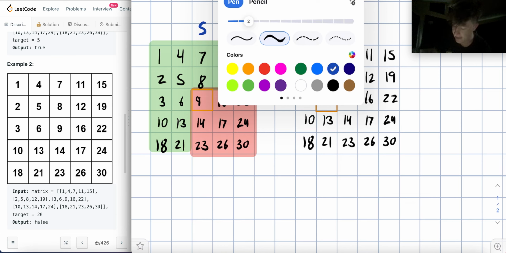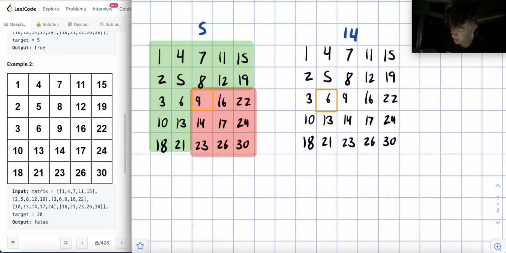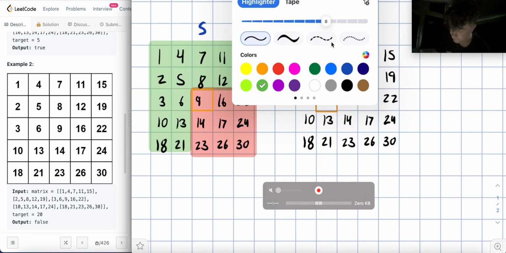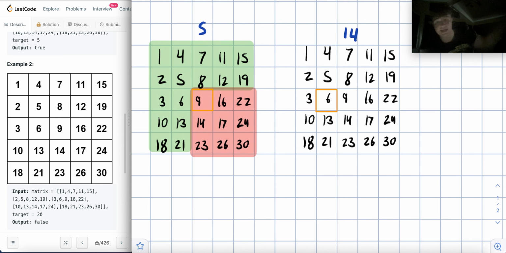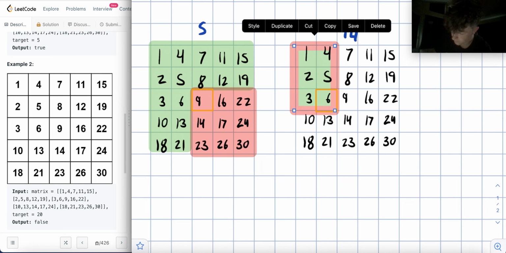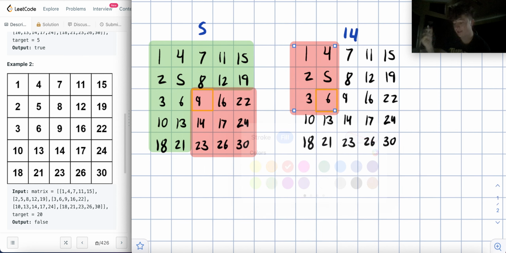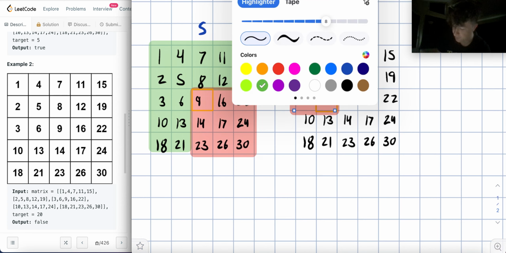So that means that 14 is definitely going to be greater than everything that's below 6, right? And everything that's to the left of 6. So that means that this whole section is then eliminated. But what that can also mean is that everything else is now a possible candidate.